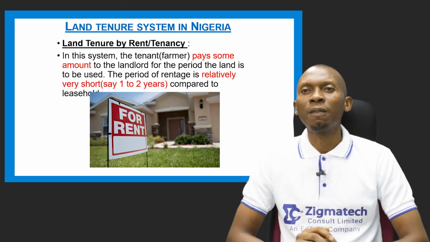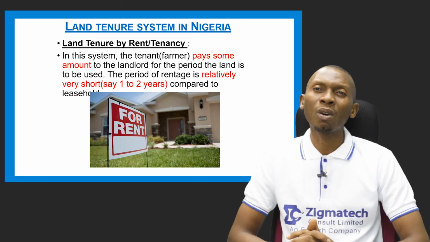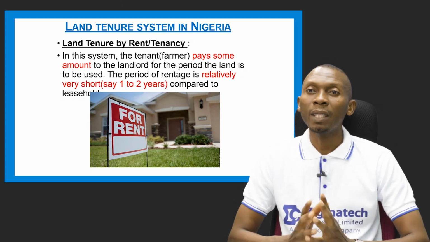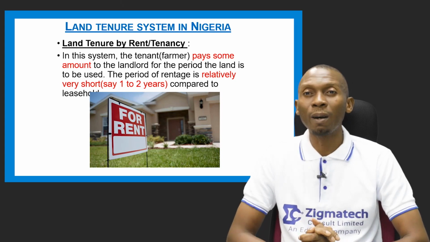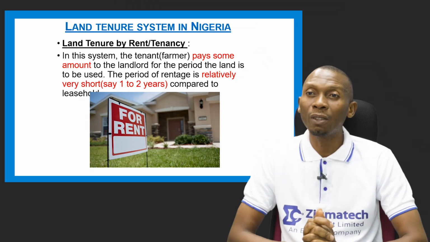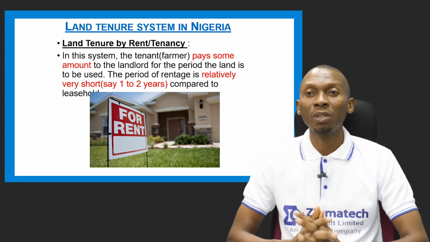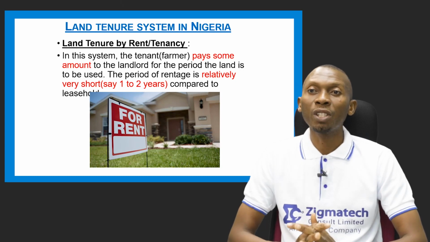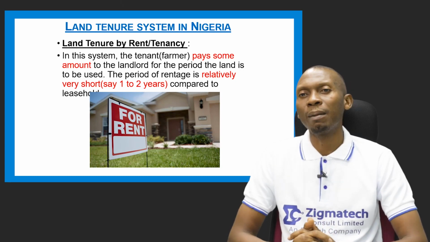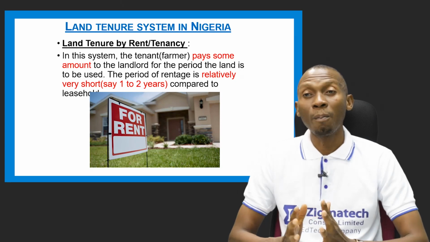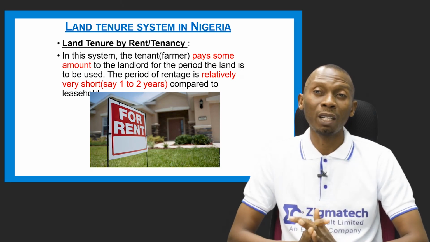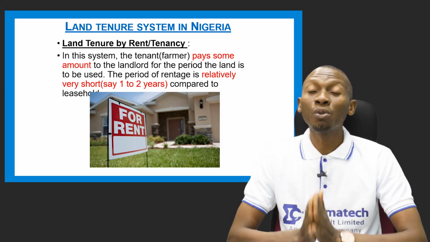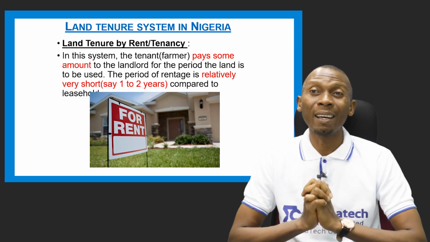Another land tenure system in Nigeria is land tenure by rent, which is also called tenancy. In this system, the tenant, which is the farmer, pays a certain amount of money to the landlord for a period of time to use the land, and in this case, the duration is just a short period of time, like 1 to 2 years, as compared to the leasehold system, which is about 5 to 30 years. That's under the land tenure by rent.